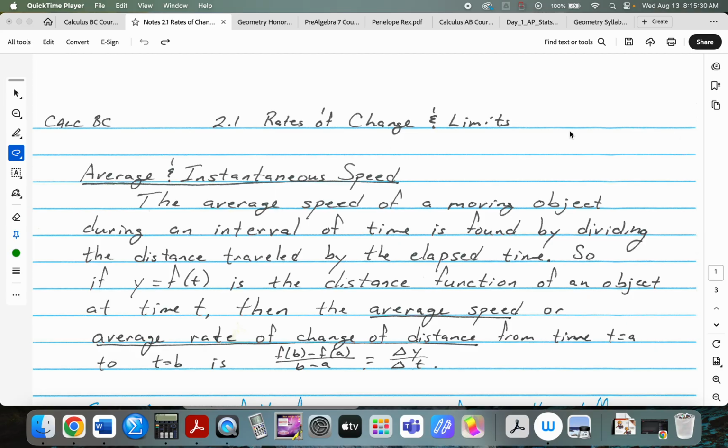That's pretty simple. The difference between calculus and those sort of junior high ideas is, well, we're going to be interested in finding the instantaneous speed.